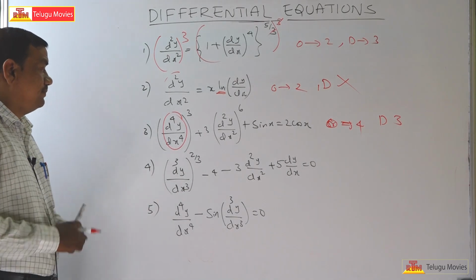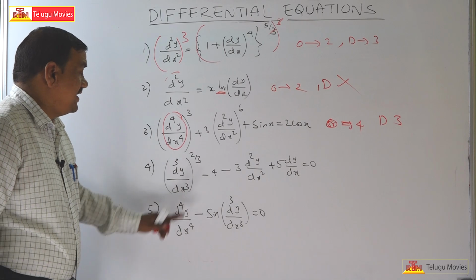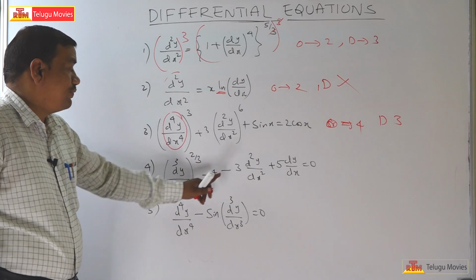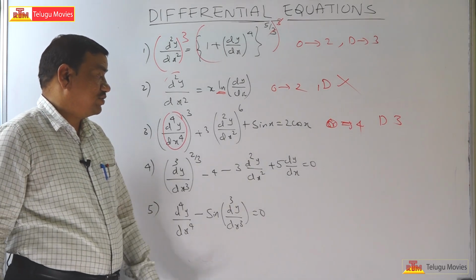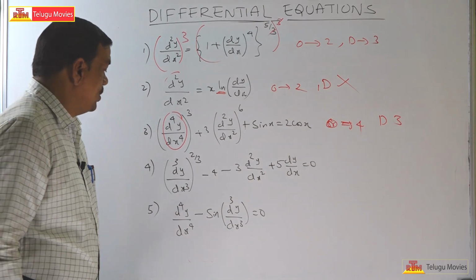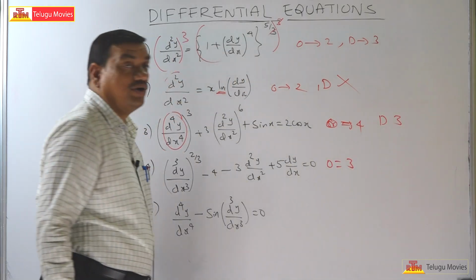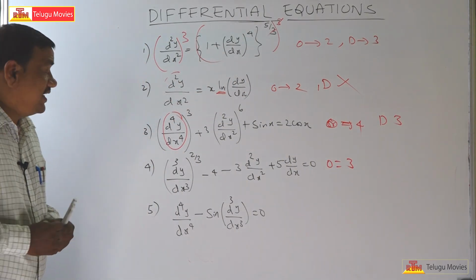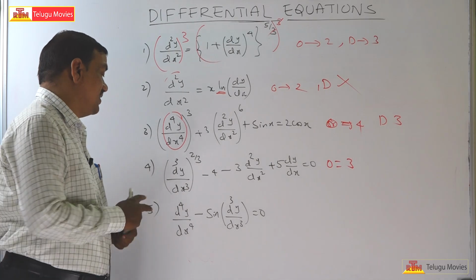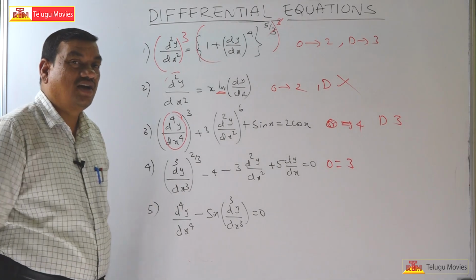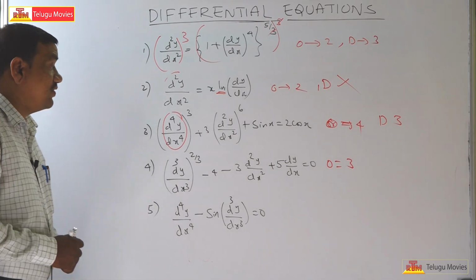Coming to here: (d cube y by dx cube) whole power 2 by 3 minus 4 minus 3 times d square y by dx square plus 5 dy by dx is equal to 0. So here order is equal to 3. Now, what about degree? Does degree exist? Let us see, here whole power 2 by 3 is there. Can we say degree is not there? Yes, degree is there. So then what will I do now?